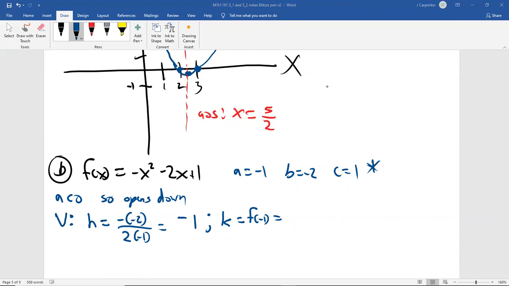All right, so f of -1. Now, you have got to be careful. This negative, that's not what I wanted. This negative messes up so many students, because they say, oh, that's a negative, they'll cancel. Nope.